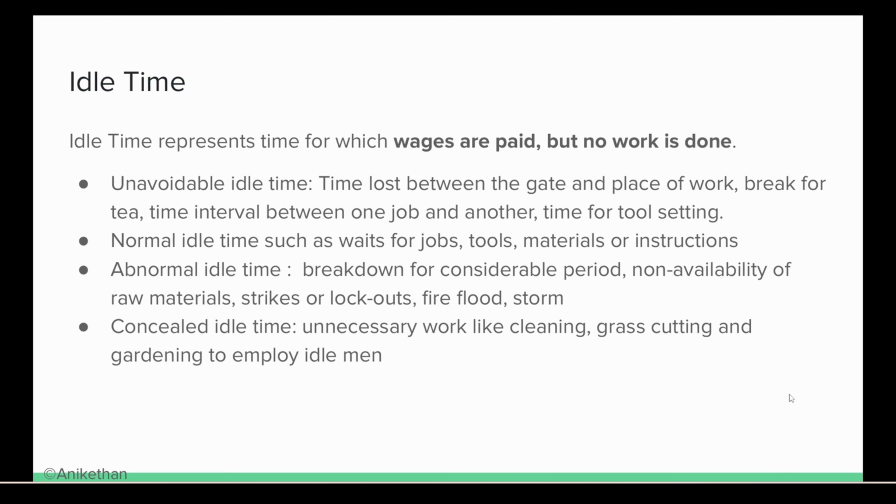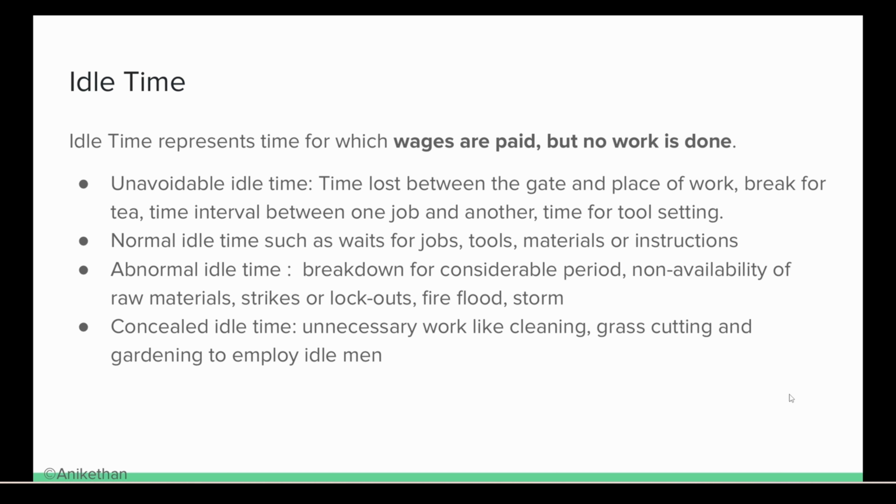Next is idle time. In a production process, there may be reasons because of which no production happens. Such a scenario is called idle time. It means there is a cost incurred, meaning for the hour the wages are being paid, but there is no effective work done by your labor force. Let us understand what are the reasons for this idle time.